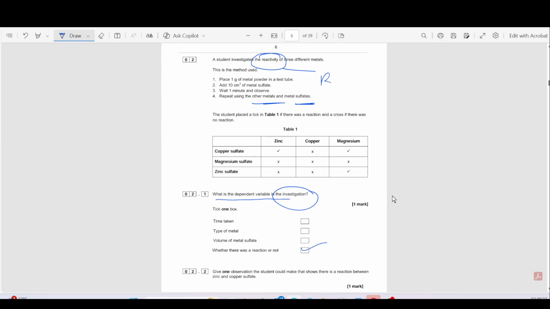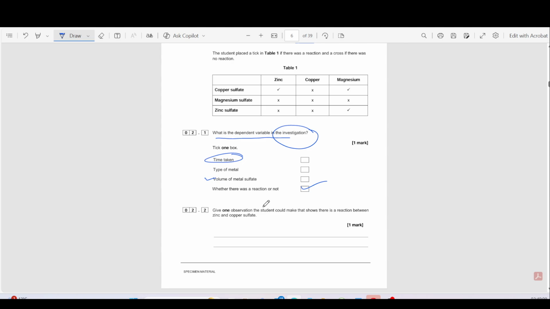Reactivity means it is related to reaction, right? So that's the correct one, because the other options are either independent, like type of metal, or controlled variables, like time taken and volume of metal sulfate. We can control time, we can control volume, right? So yeah, that's it.